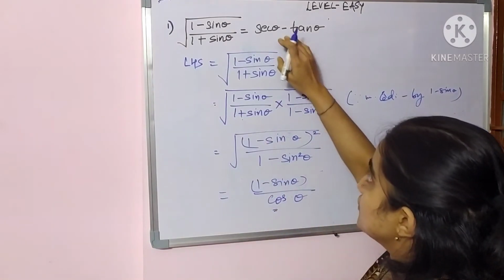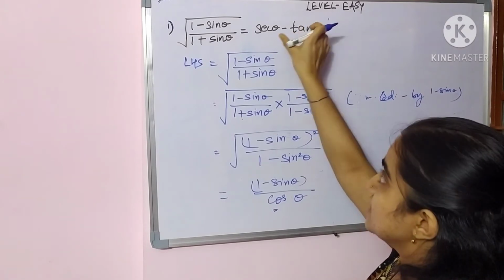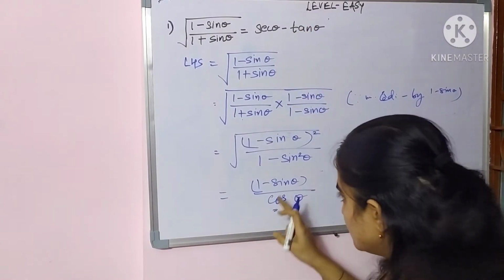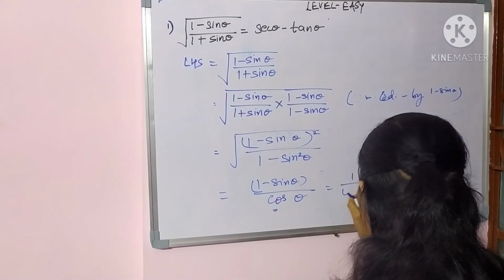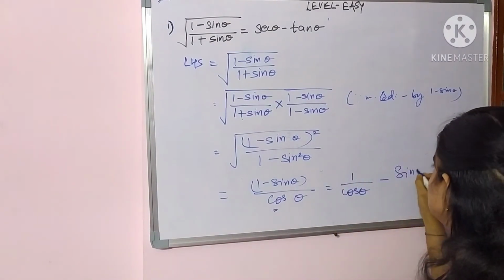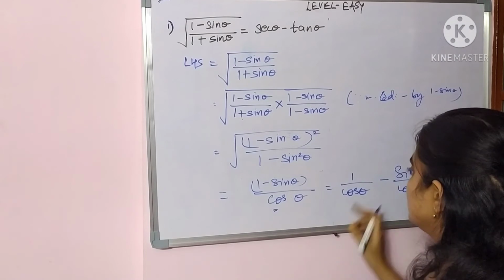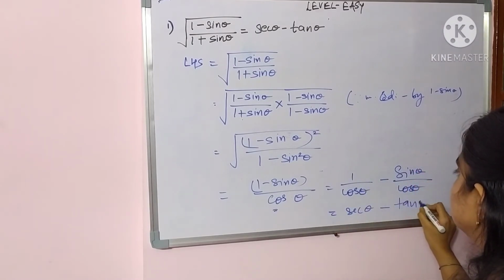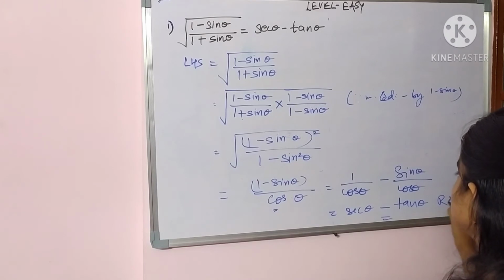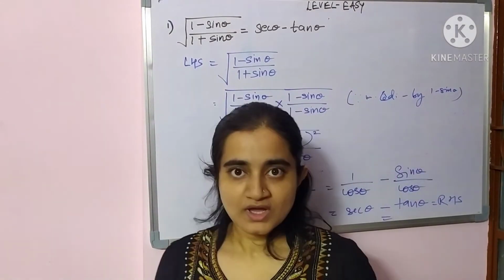But we have to set an aim. We have to set an aim to reach sec and tan. Here, how can we reach sec and tan? Let's separate this out: 1 upon cos theta, sin theta upon cos theta. 1 upon cos is sec theta and this is tan theta. Here we got the RHS. LHS equals RHS.